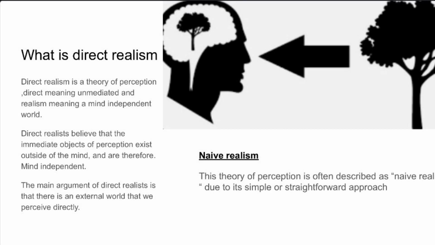So, what is direct realism? Direct realism is the theory of perception, direct meaning unmediated, and realism meaning mind-independent world. Direct realists believe that the immediate objects of perception are outside of our mind, and therefore are mind-independent. So the main argument for direct realism is that there's an external world, and we perceive that external world directly. This theory of perception is often described as naive realism due to its simplicity and straightforward approach.